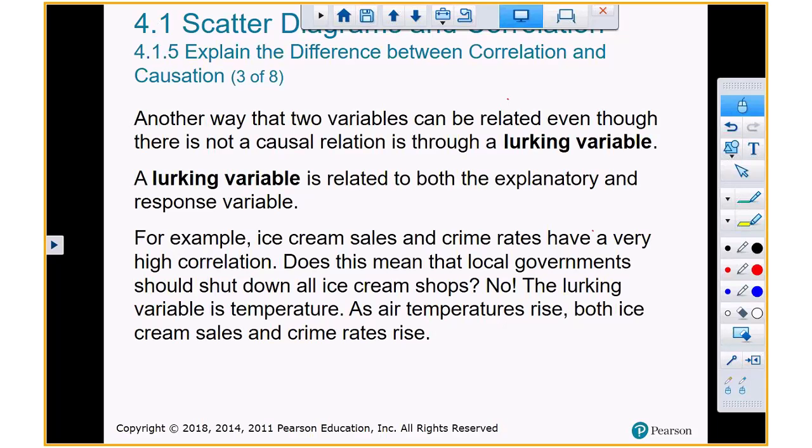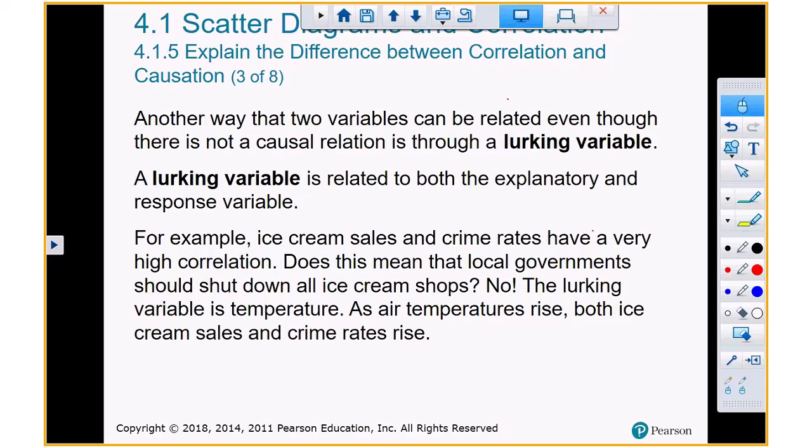A lurking variable is pretty much something that's not having anything to do with it, okay? Another way that two variables can be related, even though there's no causal relation, is through a lurking variable. A lurking variable affects both the explanatory and the response variable. For example, ice cream sales and crime rates have a very high correlation.